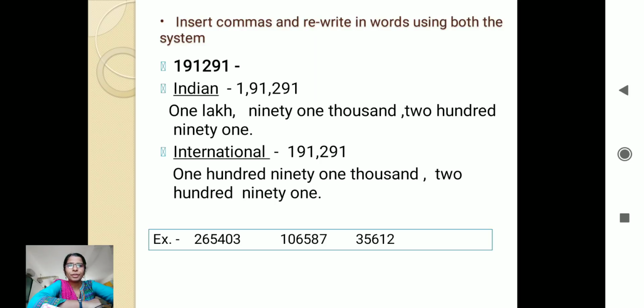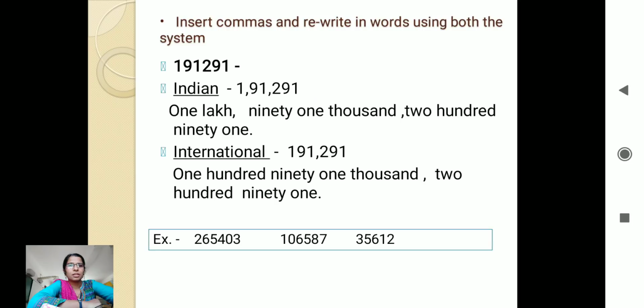So, it is 2,65,403. The same number, but in international system will be read as, how will I put the commas? 1, 2, 3, comma, 1, 2, 3. So, here I stop. So, we can see that it is 265,403. So, in international system, it will be read in this way. Now, let's try the next number.